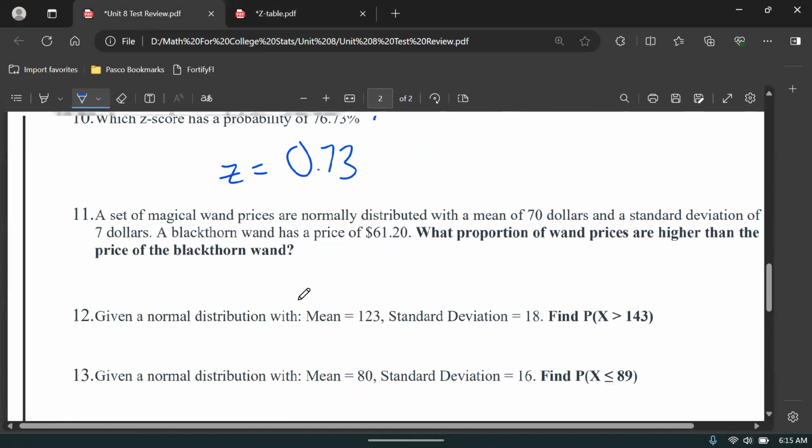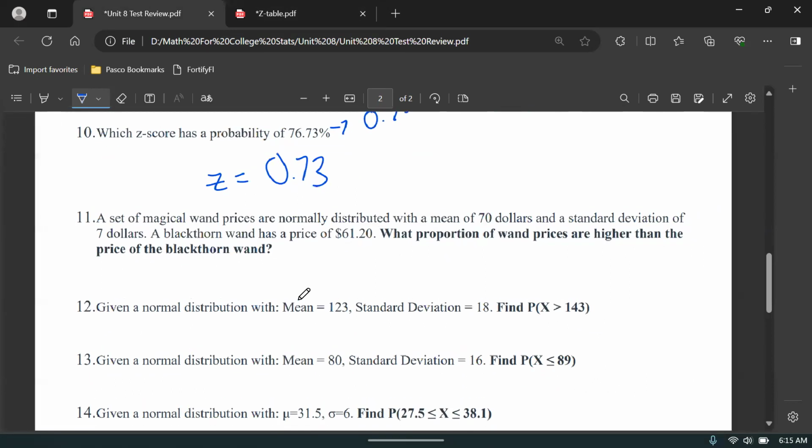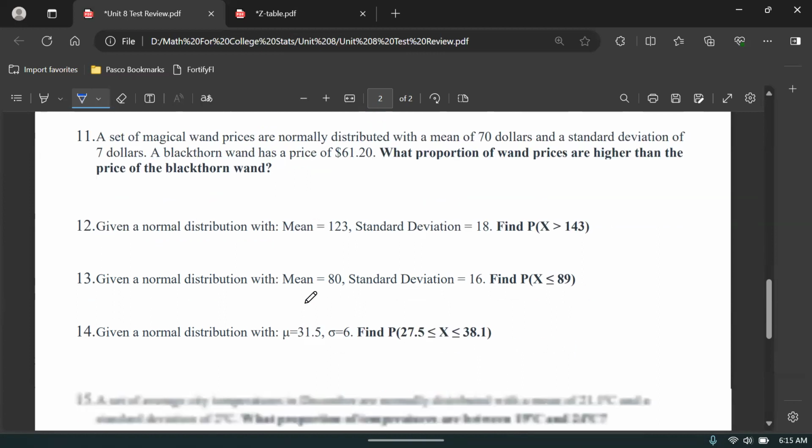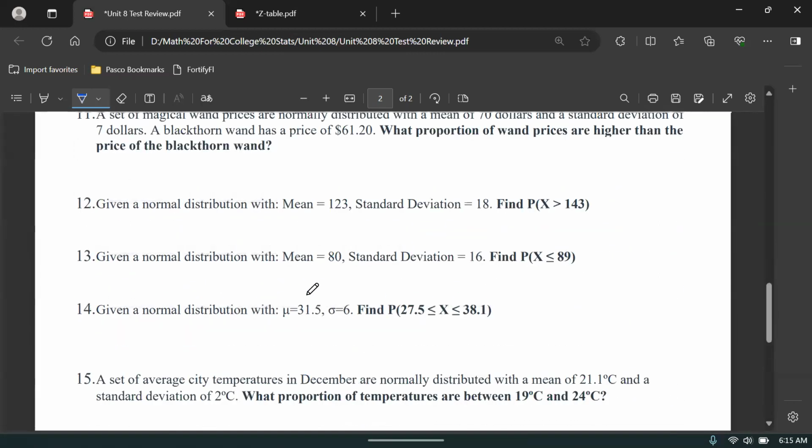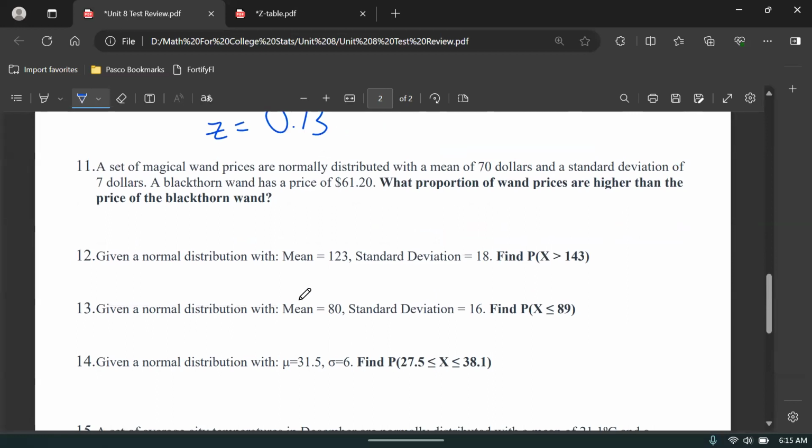A set of magical wand prices are normally distributed with a mean of $70 and a standard deviation of 7. A blackthorn wand has a price of $61.20. What proportion of wands are higher than the price of the blackthorn wand? All right, so now we're getting into the really fancy stuff here.